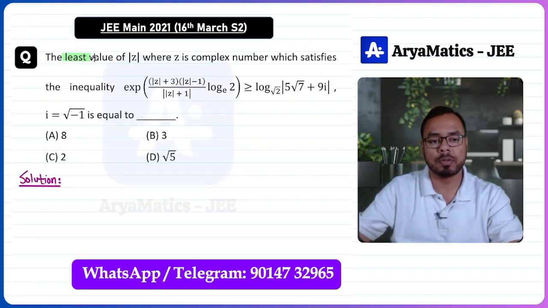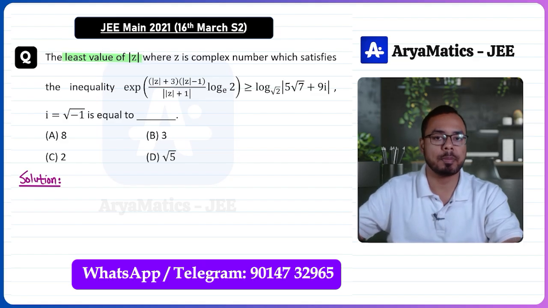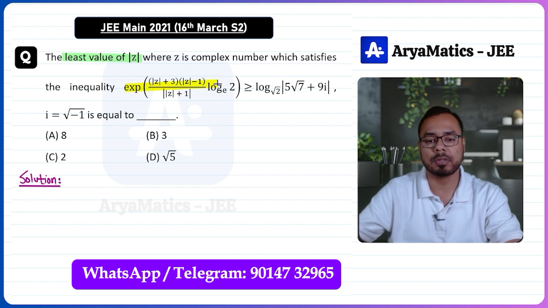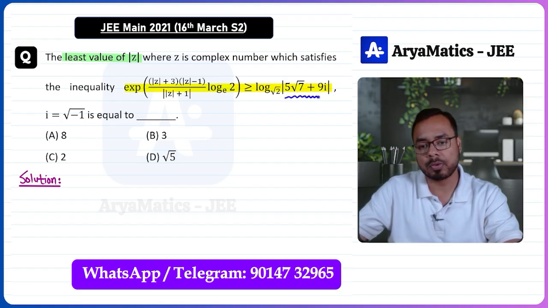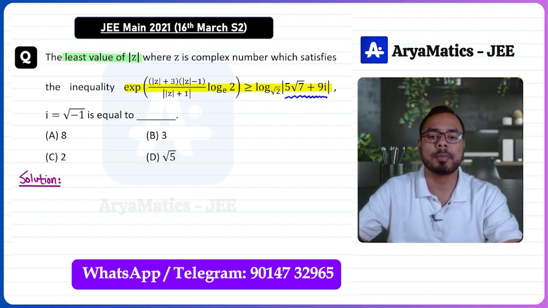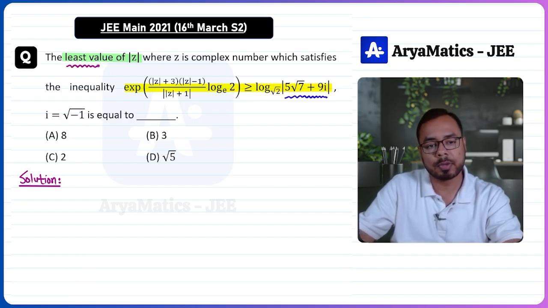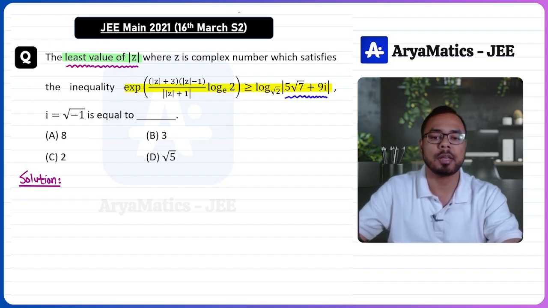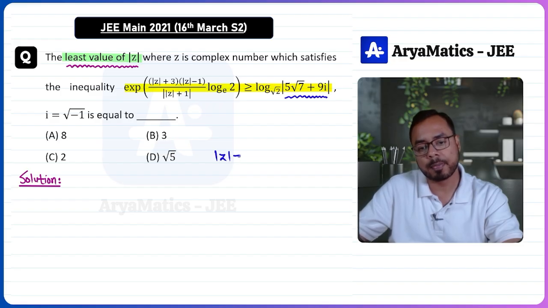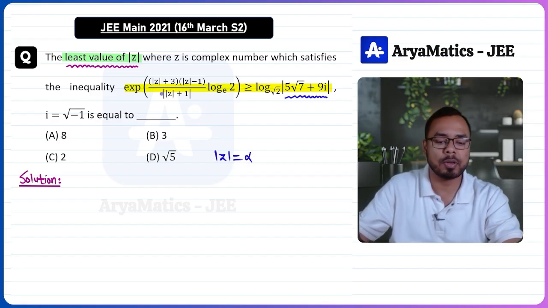Find the least value of mod z, where z is a complex number which satisfies this inequality that e raised to this expression is greater than or equal to log of modulus of this complex number to base root 2. So basically the problem is that we need to solve this inequality and then we have to find what is the least value of mod z that will satisfy this inequality. So let us say that mod z is alpha. Right, in place of mod z, we are going to write alpha.